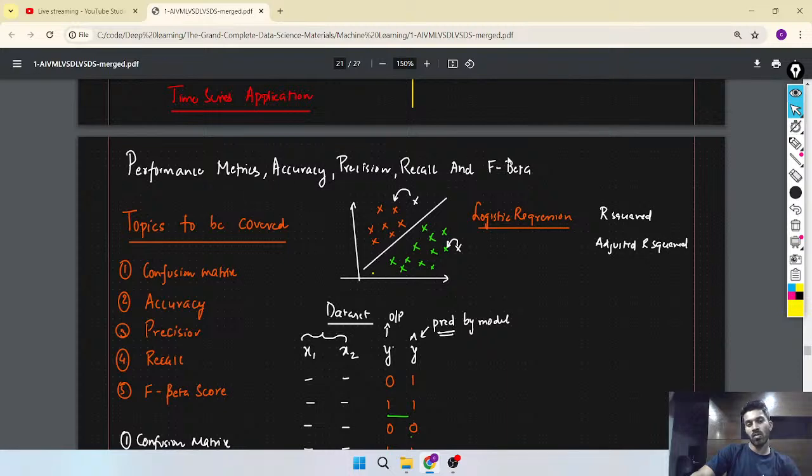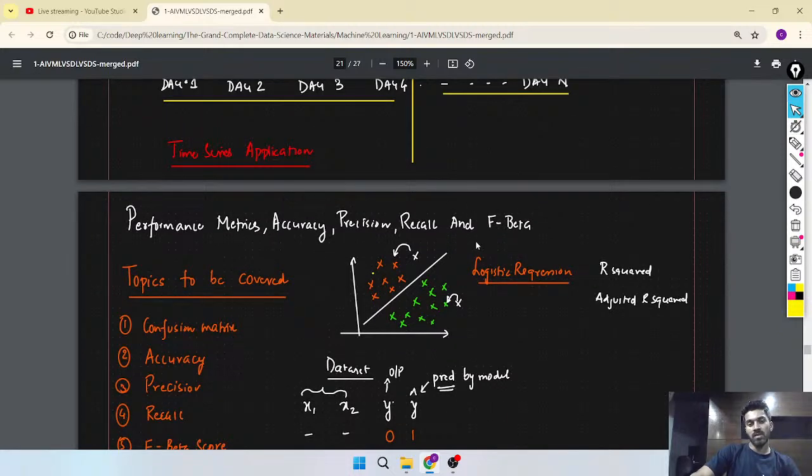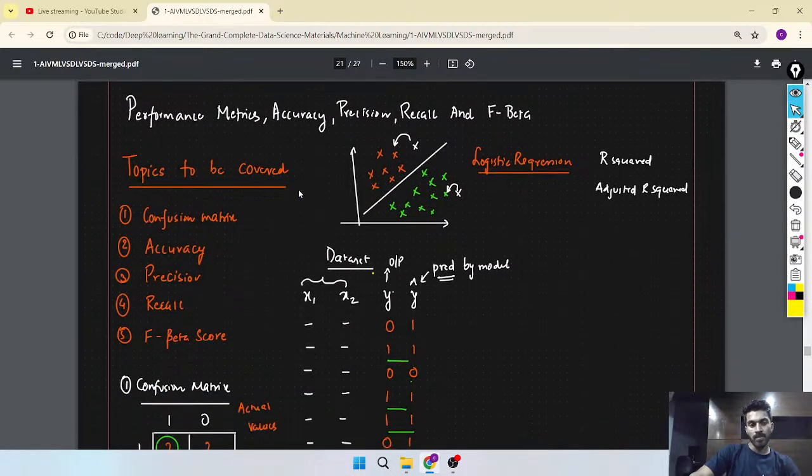Basically, all of these topics come inside logistic regression. Logistic regression is basically used for binary class classification. Also, you can use it for multi-class classification, but most of the time we use it for binary class classification. Basically, the logistic regression model.